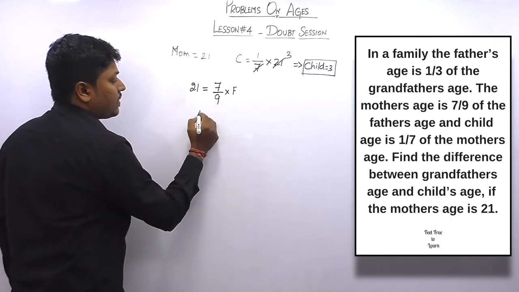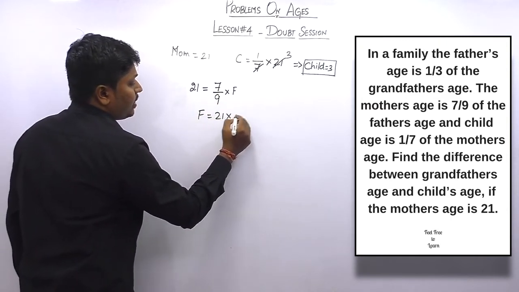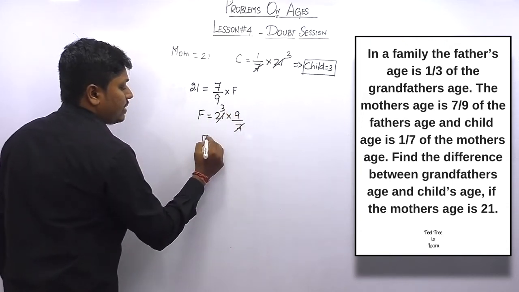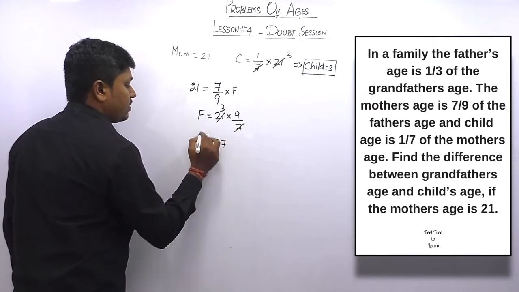So now you can say the father's age is equal to 21 into 9/7. You can cancel this 3 times, so 27. So the father's age is 27.